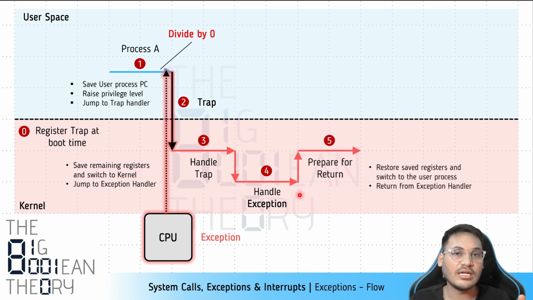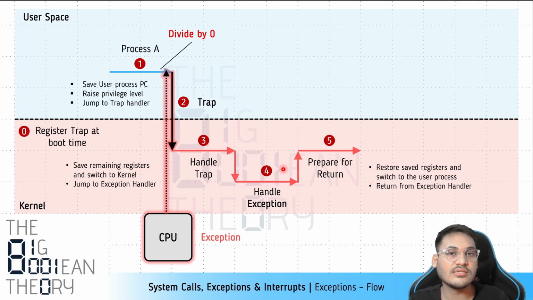Now that we have dealt with the exception, it is time to return to the user process. First of all, there are two cases. It could be the case that the process that caused the exception is terminated and killed by the operating system. Then the process from which we will resume execution will obviously be a different process.